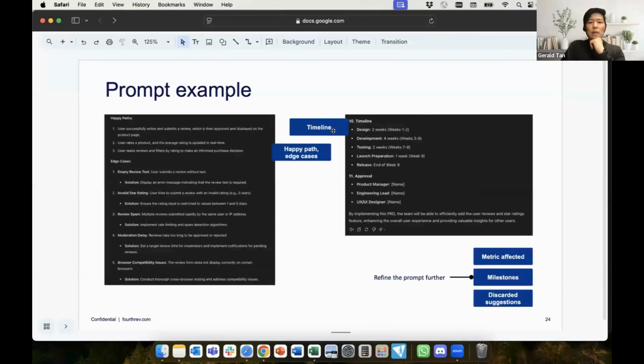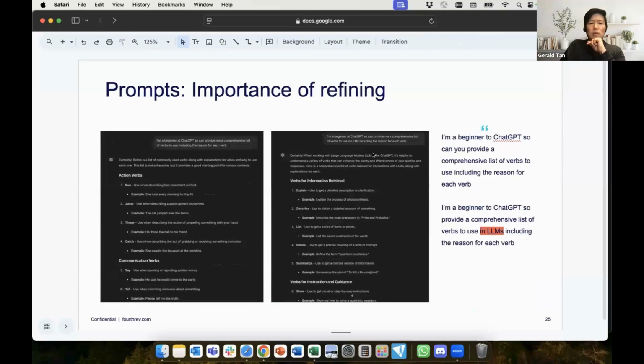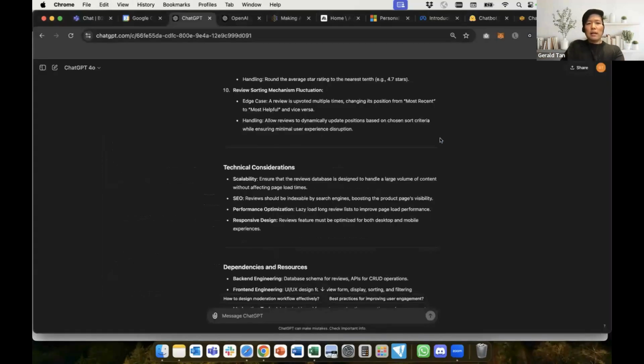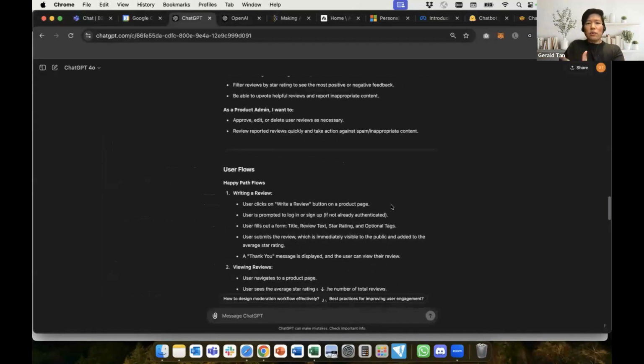And of course, a timeline, and you can always refine the prompt. You can even say, hey, add me some metrics, give me some milestones, and if you really want to go to the next level, what are probable ideas that should be in there, but we want to discard? It's whatever you want. And that brings me to the refinement of the prompt. There is an importance of refining, and I'm just going to copy this to show you what it is. Refining is basically, from the prompt that you've asked, improving it.